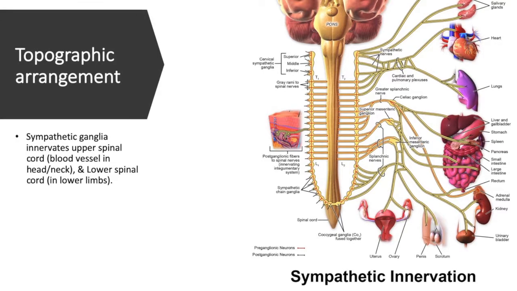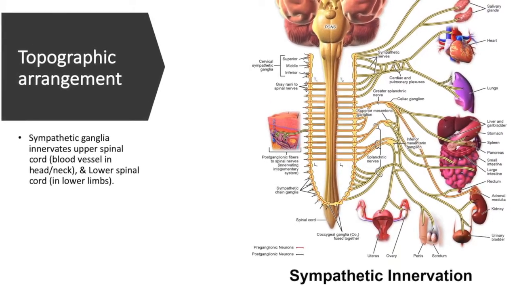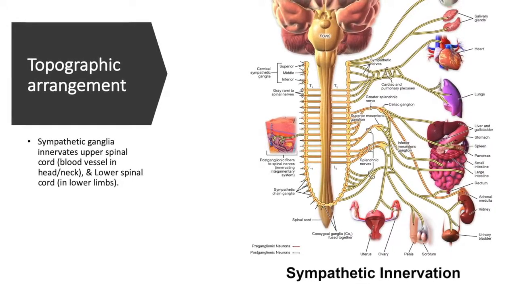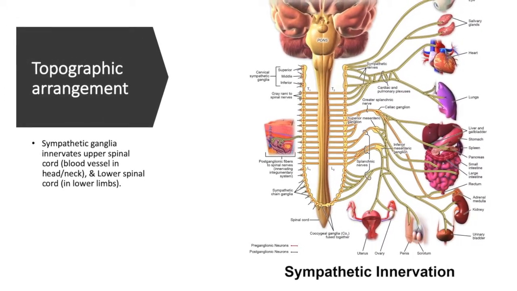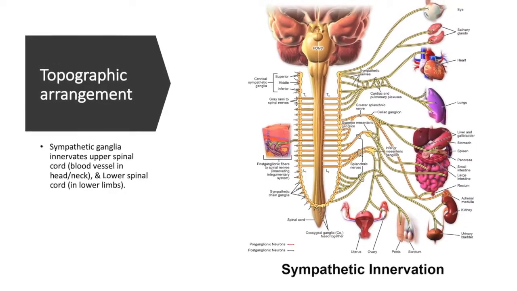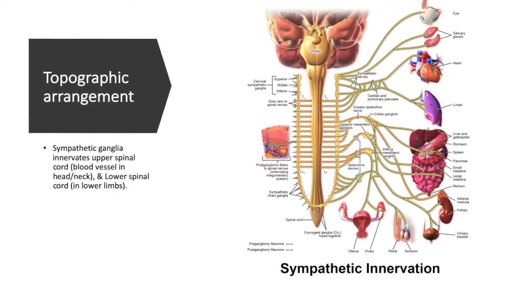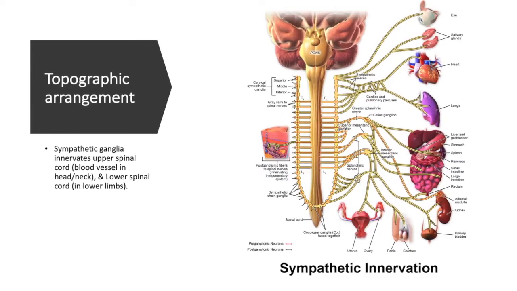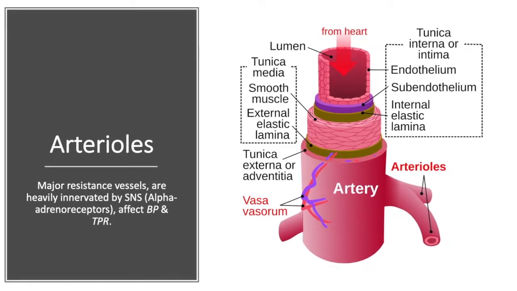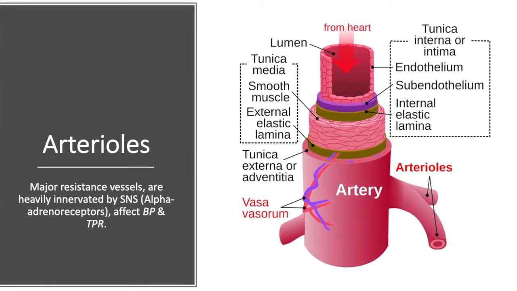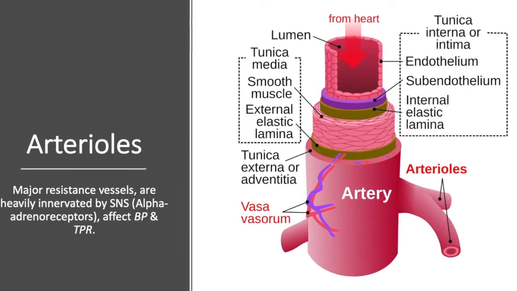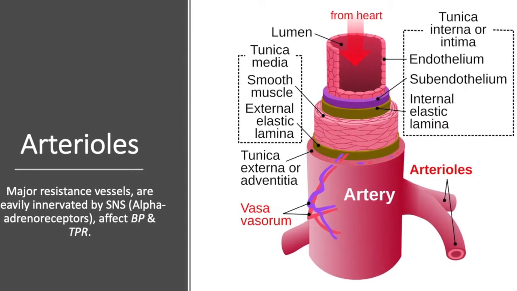Another thing to mention is topographic arrangement, which is when the sympathetic ganglia innervates the upper spinal cord and as a result controls blood vessels in the head and the neck. And the sympathetic ganglia also innervates the lower spinal cord, which as a result controls the lower limbs. The arterioles are major resistance vessels which are heavily innervated by the sympathetic nervous system by alpha adrenal receptors, and this affects the blood pressure and the total peripheral resistance.